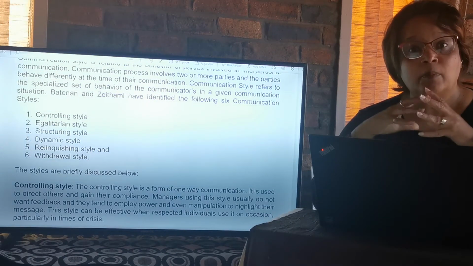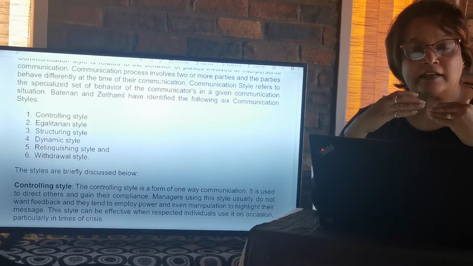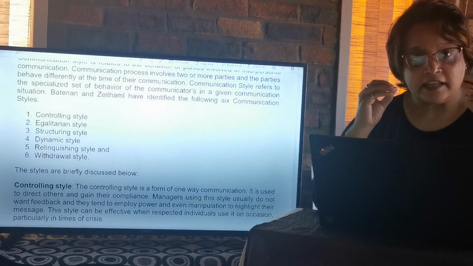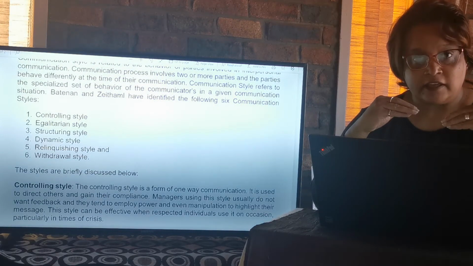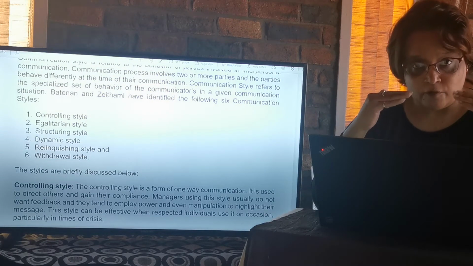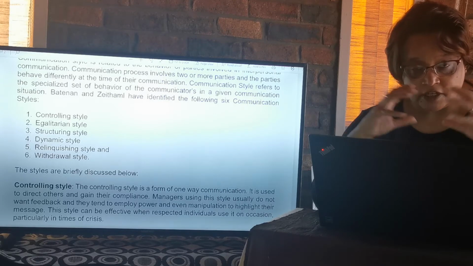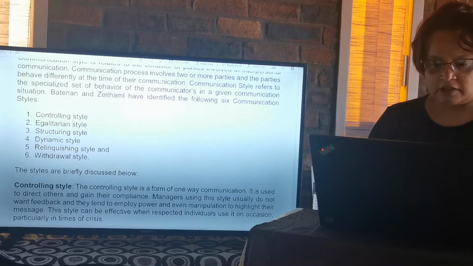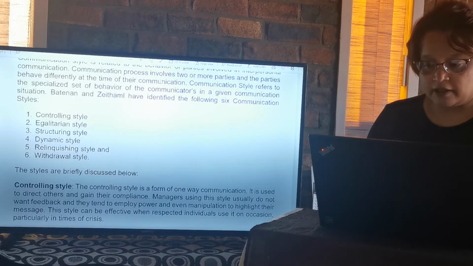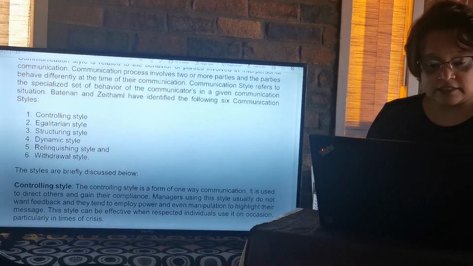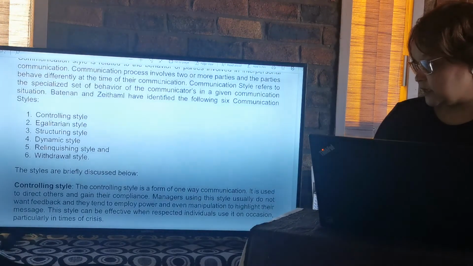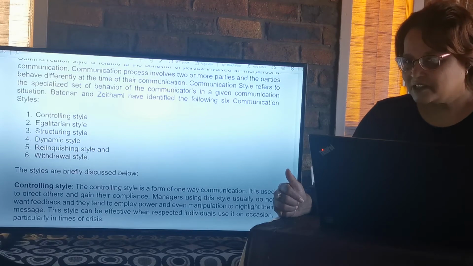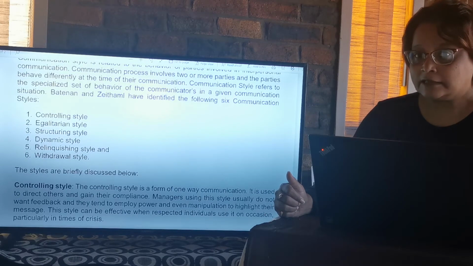So when you are in a communication style that has a control sphere around it, there is only room for one person in the communication to render input. So controlling style is a form of one-way communication. It is used to direct others and gain their compliance. So you're going to instruct and they need to comply. And you must have said, oops, that really is Heil Hitler, eh?